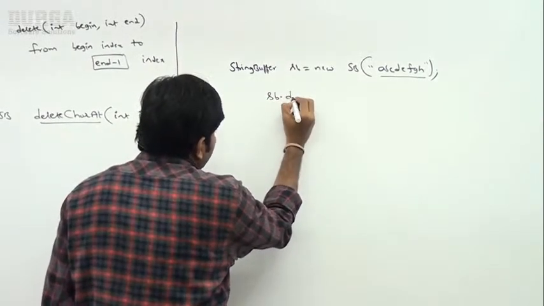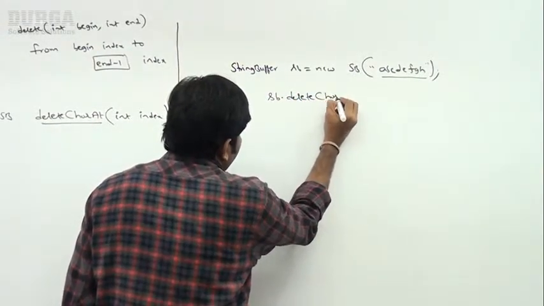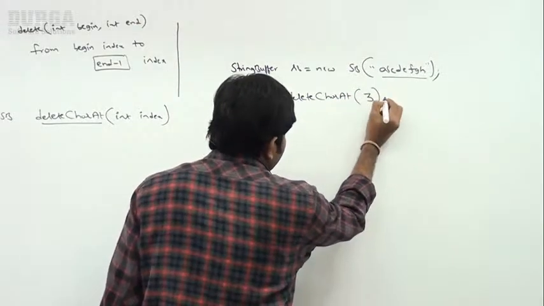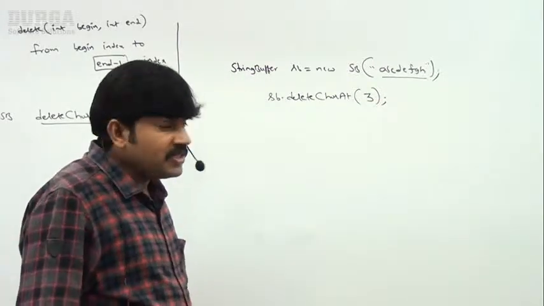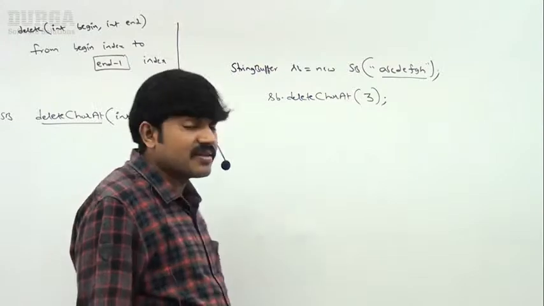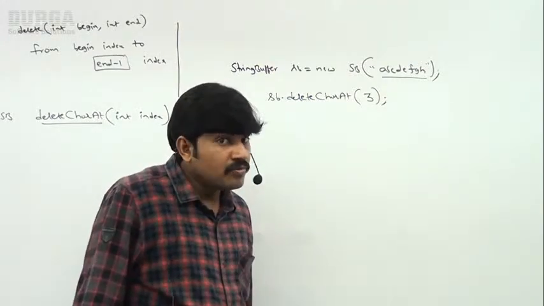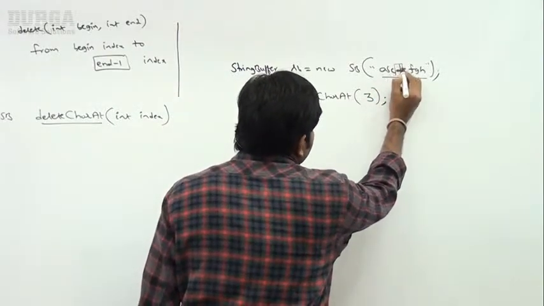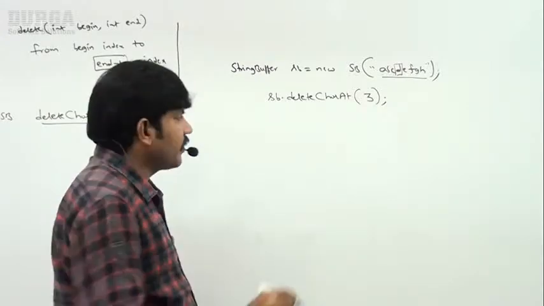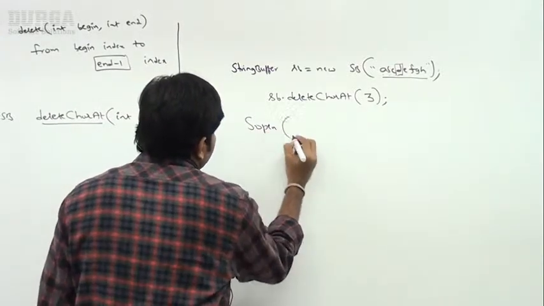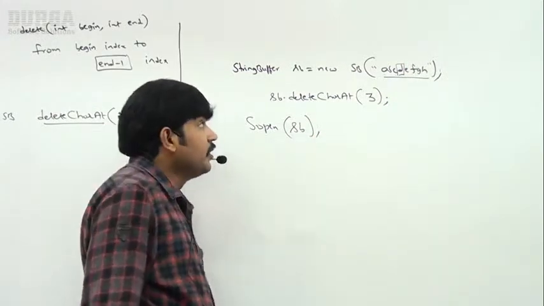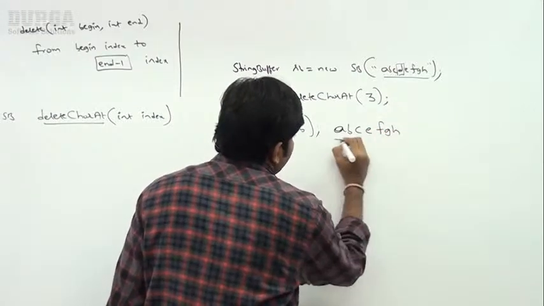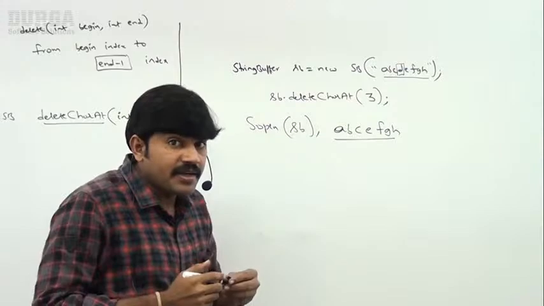sb.deleteCharAt(3), I'm taking, sir. Can you please tell which character is available at third index? Respond. 0, 1, 2, 3. D is there. Automatically D will be removed. Now let me print System.out.println(sb). What is the answer we are going to get? A, B, C, E, F, G, H. Like this we are going to get. D will be gone.